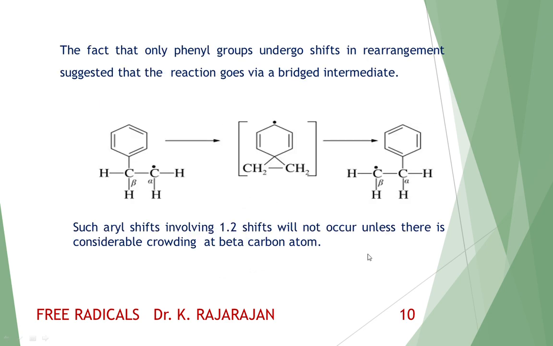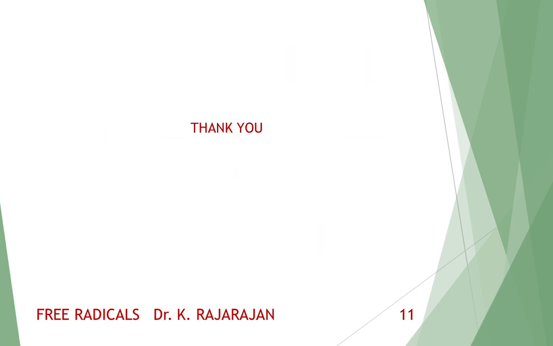The fact that only phenyl groups undergo shifts in rearrangement suggested that the reaction goes via a bridged intermediate. Such aryl shifts involving 1,2 shifts will not occur unless there is considerable crowding in the beta carbon atom.